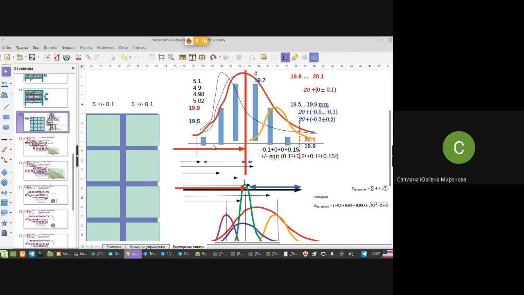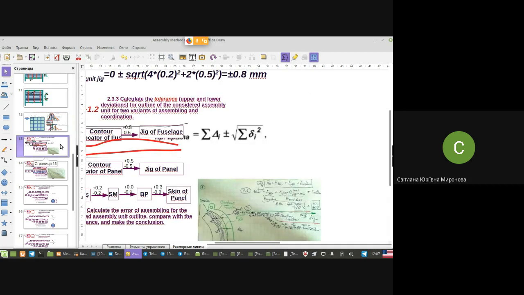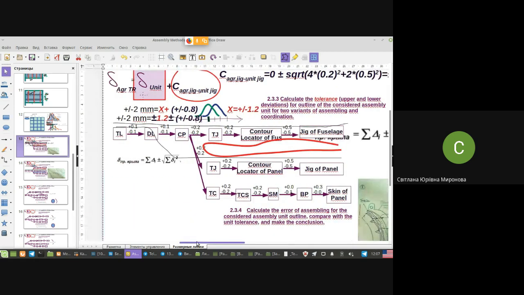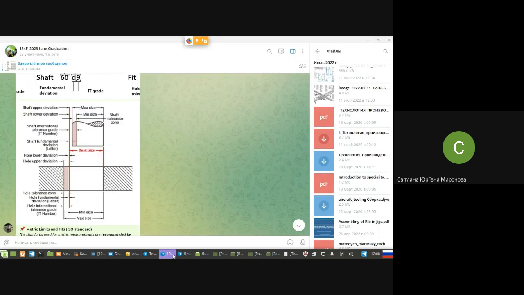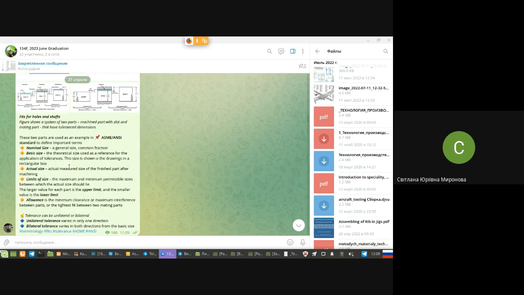And once again, why do we need to calculate accuracy, why do we need to calculate the error of assembling before we start manufacturing, in order to predict results of manufacturing. What values of errors we may meet, and what next we have calculated these errors. Why is it important for us? Because we have limits, and these limits are set by designers.